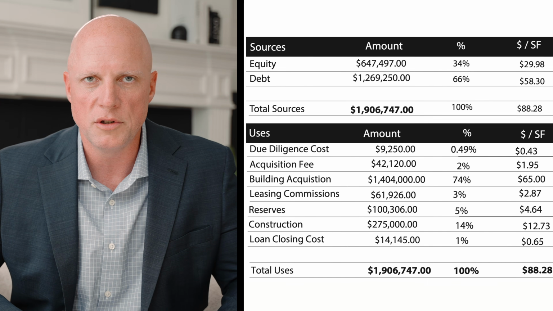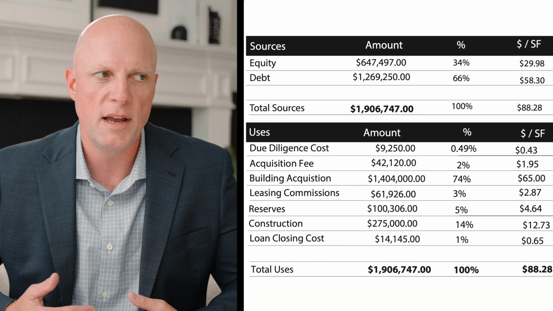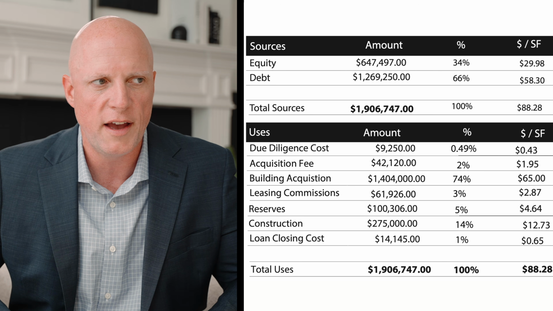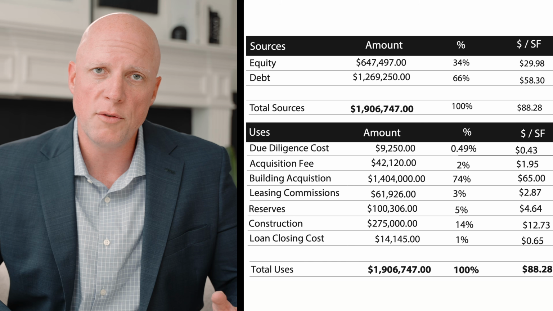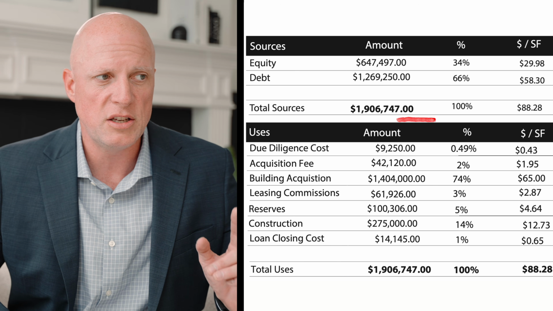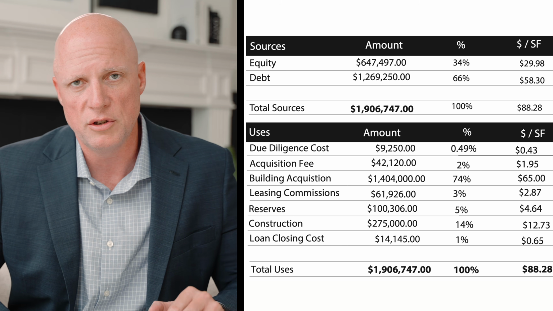The sources of the money to pay for the property then fall into the uses. The uses is what you are going to use the sources for. You can see in this one, we have due diligence cost of around $10,000. We have an acquisition fee of about $42,000. If you look in this investment overview, you can see the total sources match the total uses. That way you know where the money is coming from and what it's going to pay for.